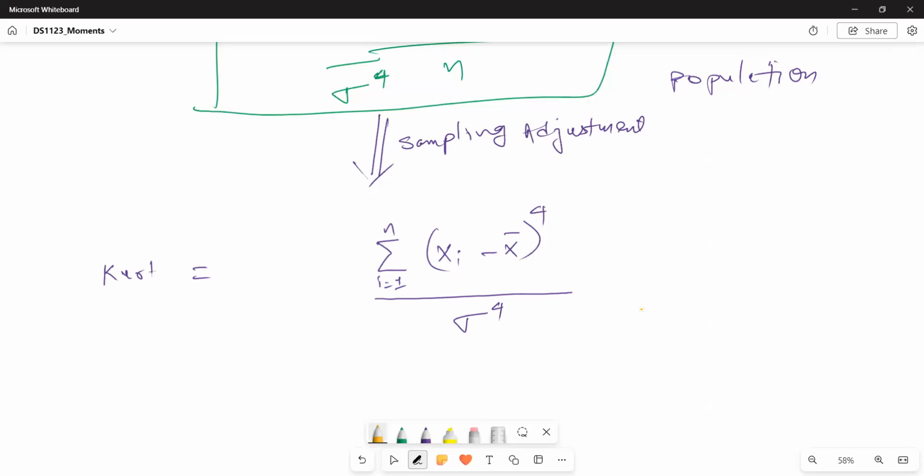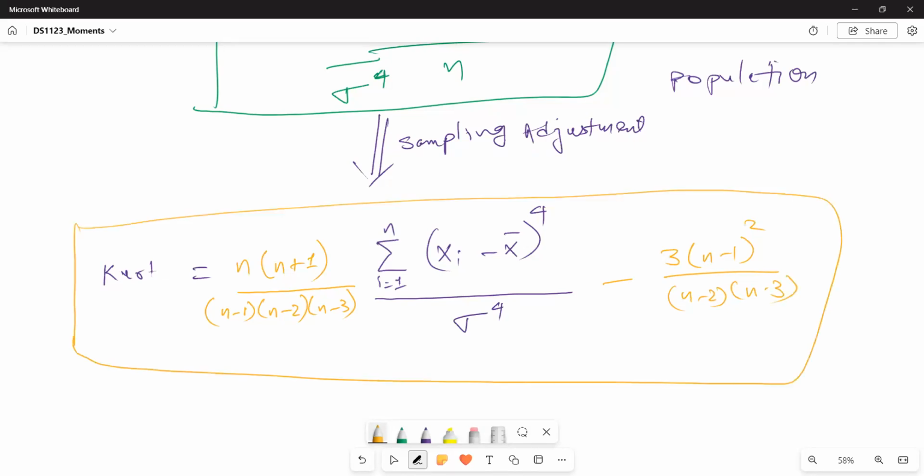So this will be multiplied with, basically your n will be replaced with n into n plus 1, divided by n minus 1, n minus 2 multiplied by n minus 3. And finally, we'll subtract from this 3 times n minus 1 whole square, divided by n minus 2 and n minus 3. So this is your final formula for kurtosis.